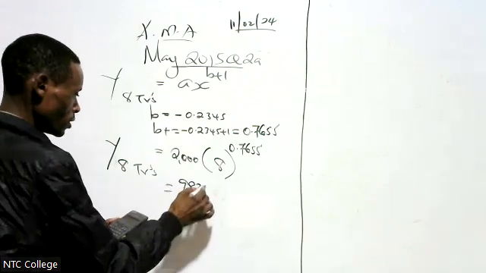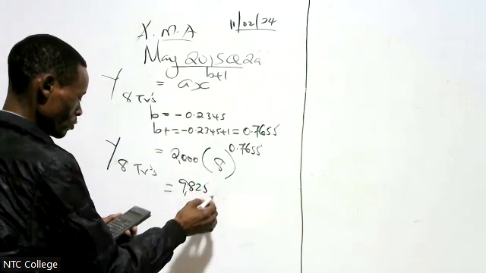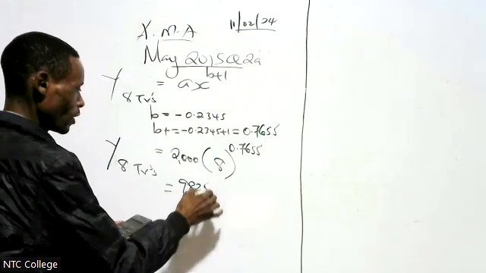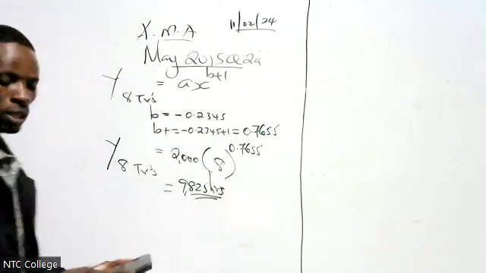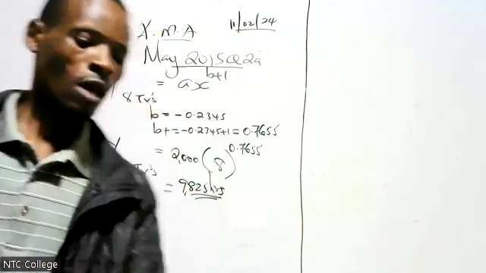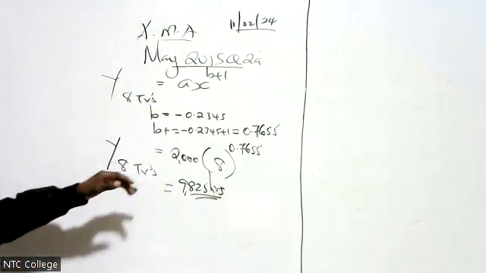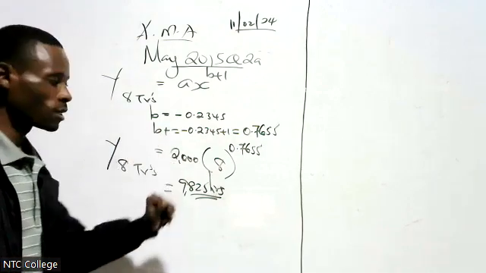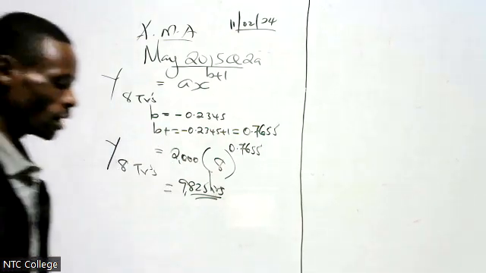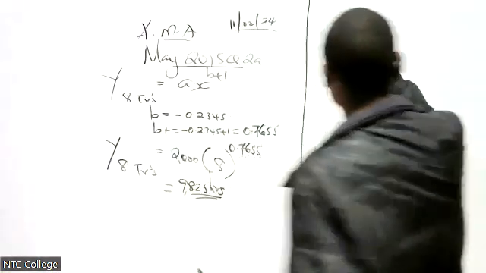So that one comes to be 9,825 hours. We can even round off hours. Yes. Those are the hours consumed to produce the 8 TV sets. Now, let us have our cost statement.